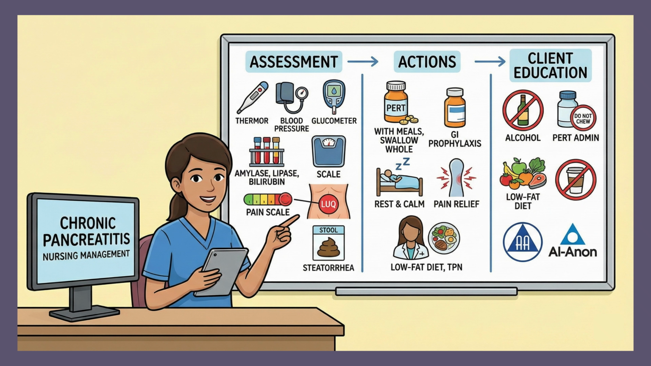Client education emphasizes strict alcohol avoidance, proper PERT administration, not chewing tablets, limiting dietary fat, avoiding irritating foods and beverages like coffee and caffeinated drinks, and seeking support from groups like Alcoholics Anonymous or Al-Anon to cope with the chronic and irreversible nature of the disorder.